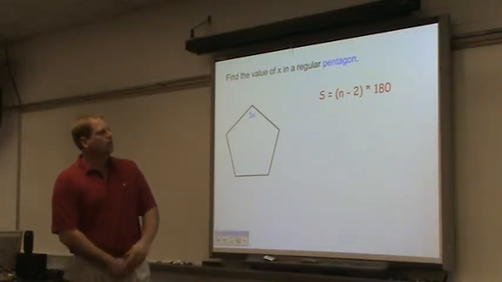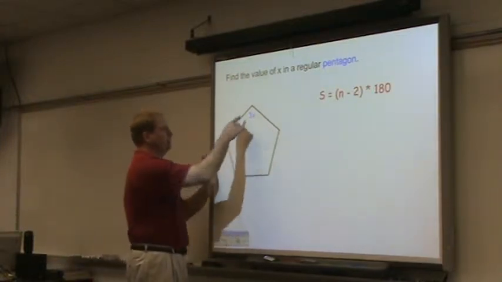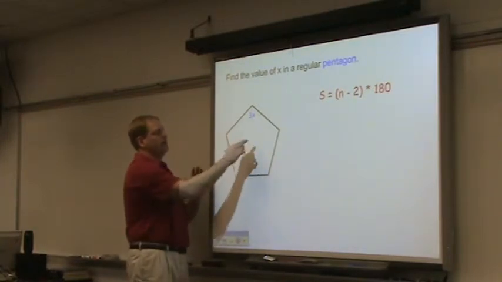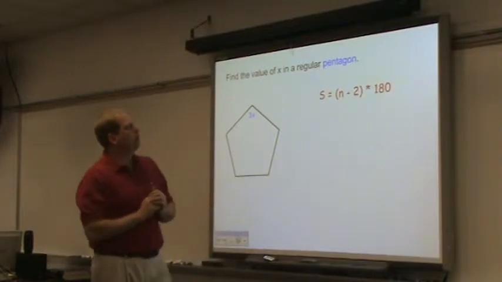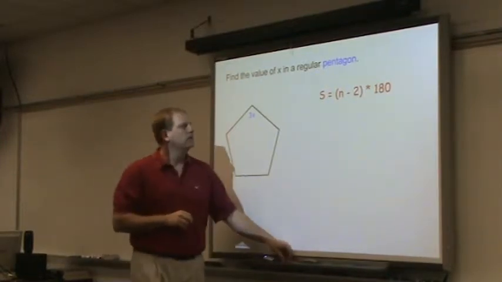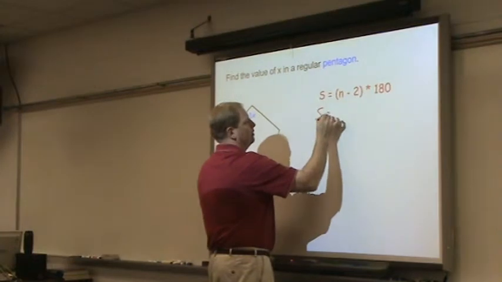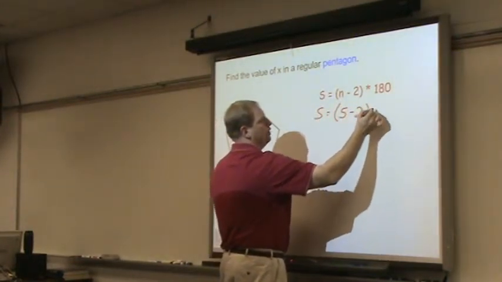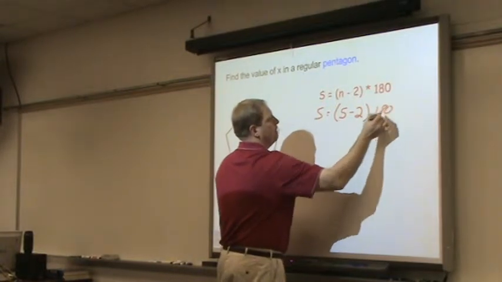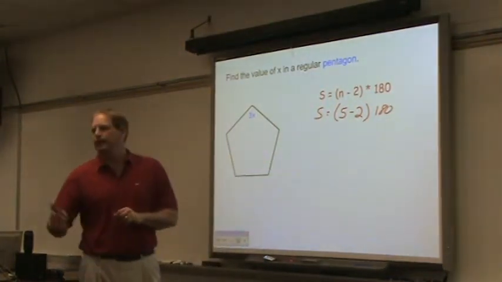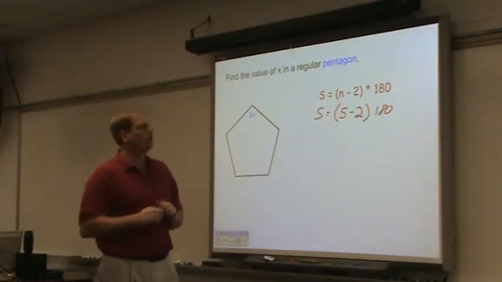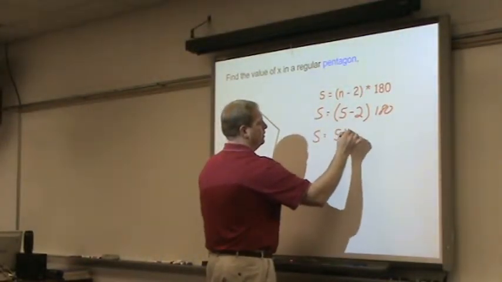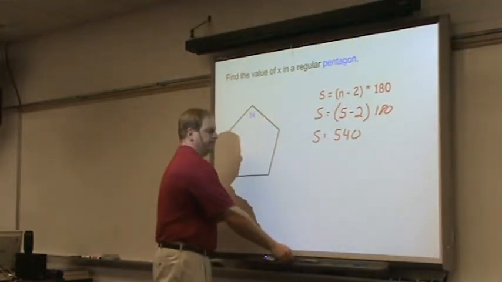5 sides. So what we need to do first of all is find the sum of the interior angles, and then we'll go through from there and develop a way to solve for x. So when I go through, s equals, the number of sides is 5 minus 2 times 180, right? 5 minus 2 is 3. 3 times 180 gives you 540. So the sum of the interior angles is 540.